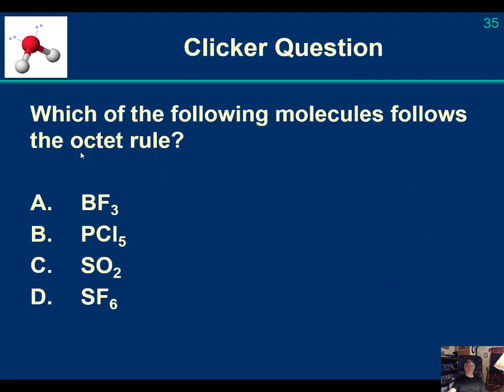All right, so here's a clicker question. Which of the following molecules follows the octet rule? I'm going to go ahead and just do this for you.